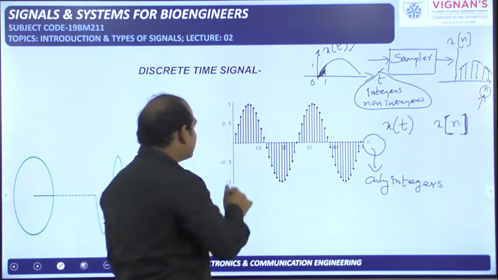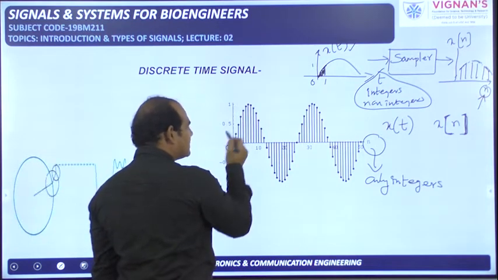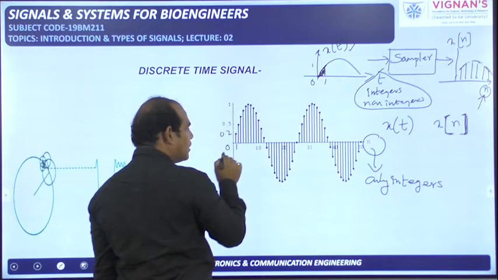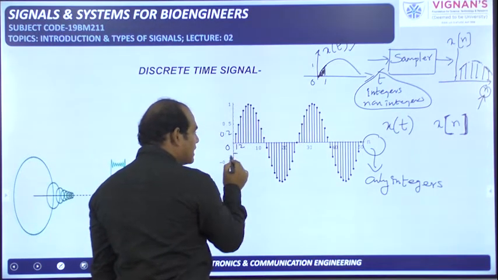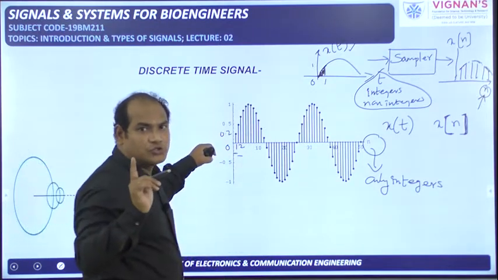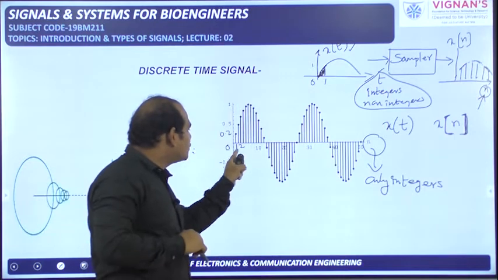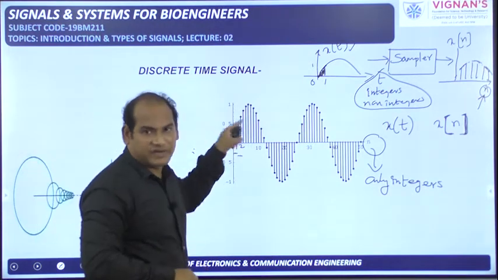But in this case, at 0 the amplitude is 0, at 1 the amplitude is something given, for example 0.2, at 2 the amplitude is given as 0.5, but in between 1 and 2 the amplitude is not 0. You should not consider the amplitude in between 0 and 1 to be 0. You should consider the amplitude is not defined.